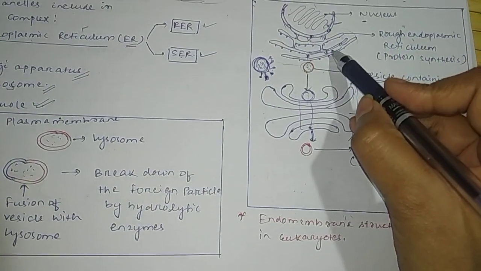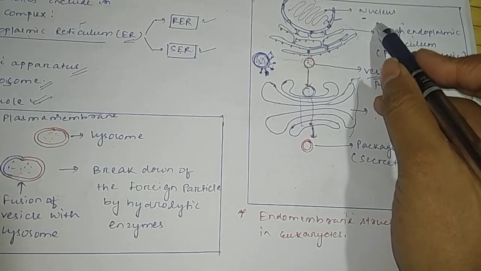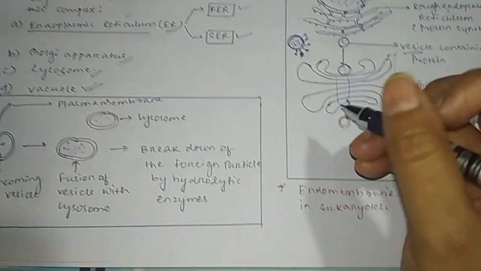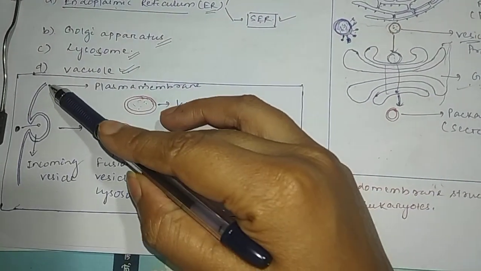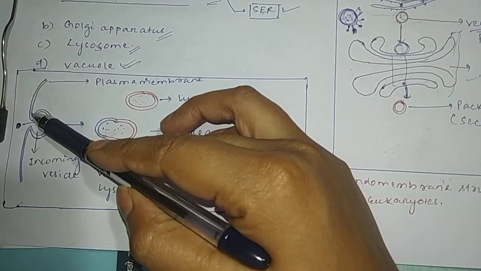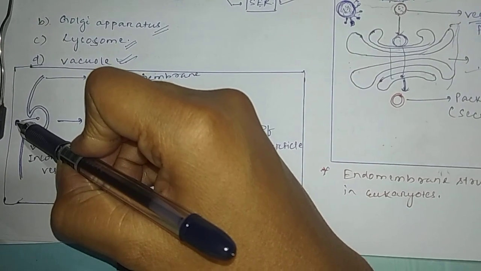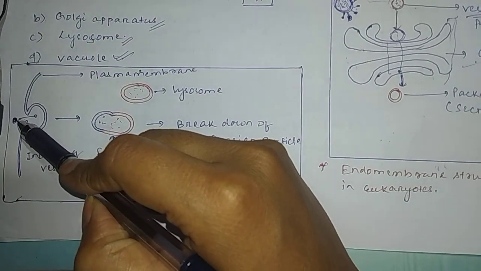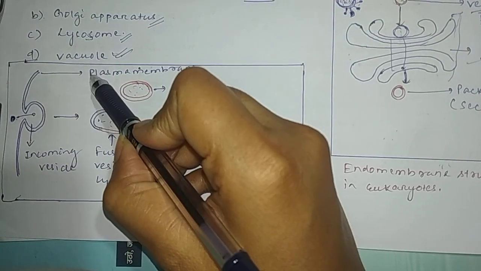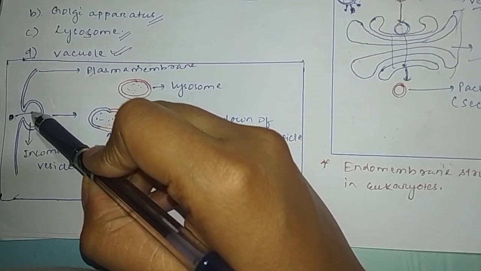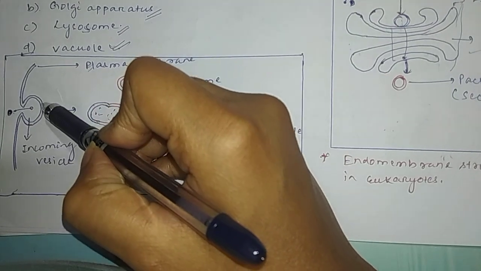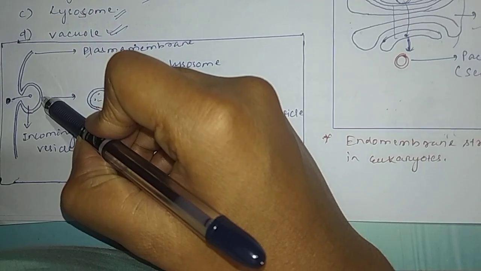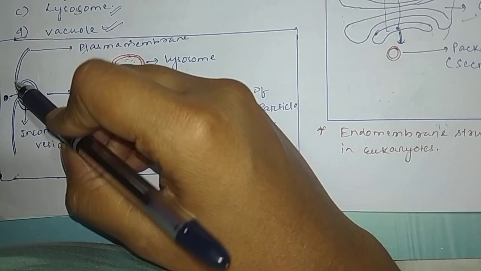Got it? Here I have described how the rough endoplasmic reticulum and the Golgi apparatus are interconnected. Like that, you can see this diagram. This is the plasma membrane. This is a foreign molecule, or you can say any food particle, or any foreign microbe. When it encounters this particular plasma membrane, it comes inside it. Here you can see the invagination of the plasma membrane, like the endocytosis process. You must have learnt about the endocytosis process in your 9th standard.